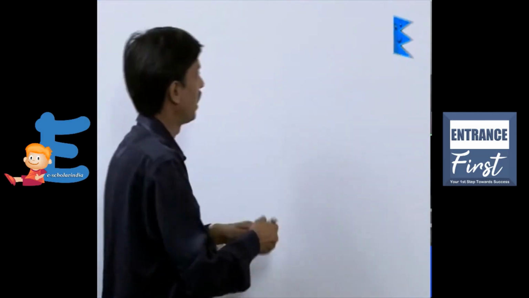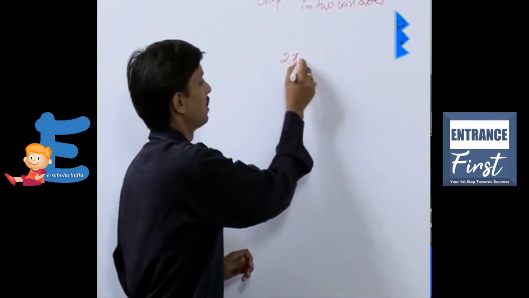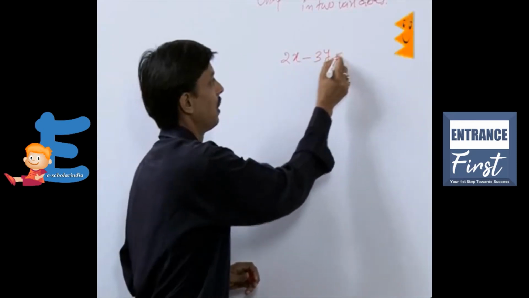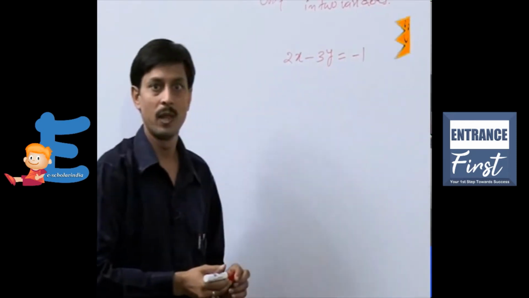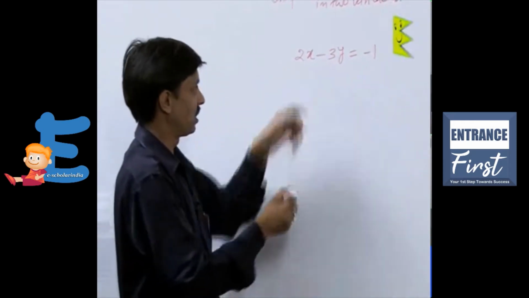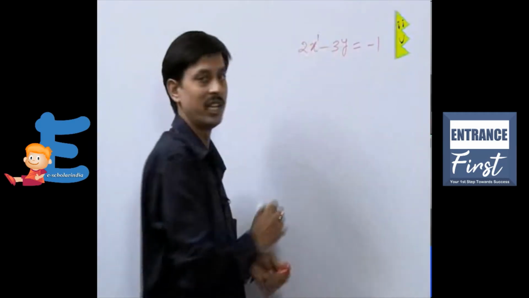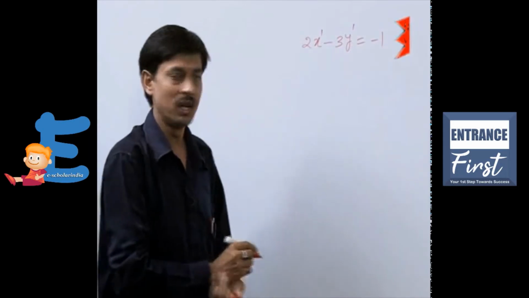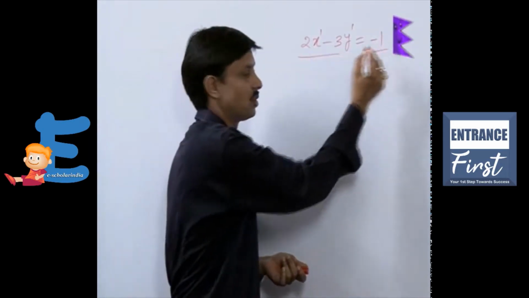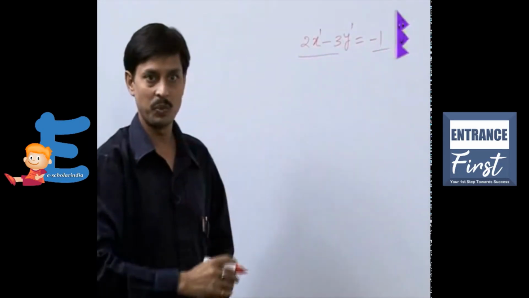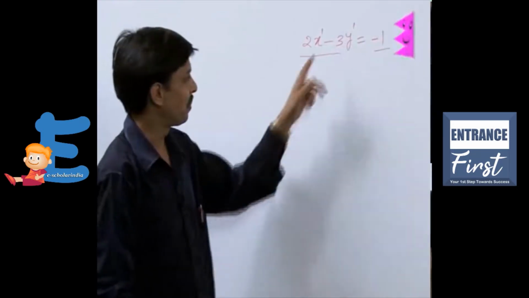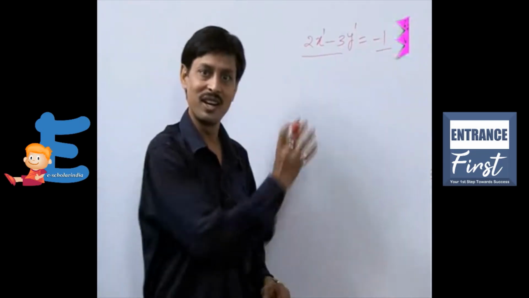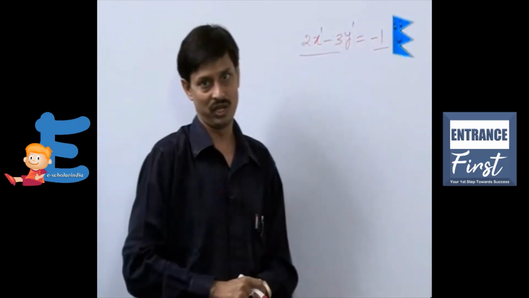It's like this: 2x minus 3y is equal to minus 1. This is a linear equation. Yes, because here variable x has power 1, and variable y has power 1. It is an equation because it has two sides. It has an algebraic expression equated with some particular value. So it is a linear equation.